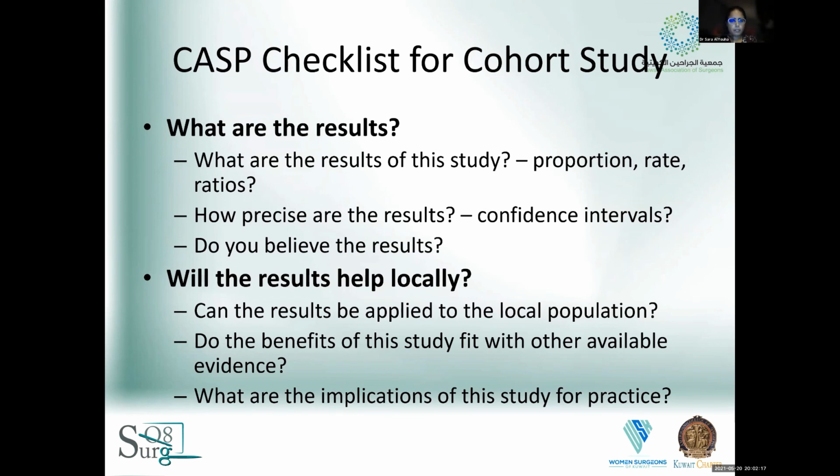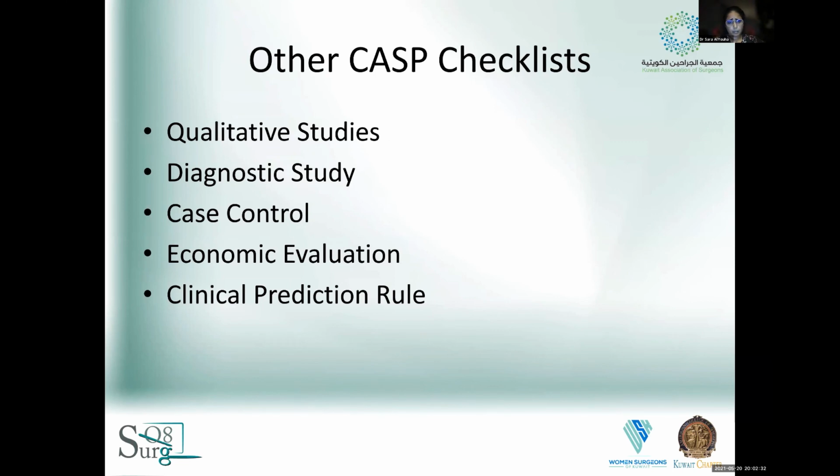Again, internal validity, external validity. Again, what's the question? What's the design? Sampling, allocation, outcomes. How did we measure the outcomes? It all goes back to the same fundamentals. Again, you can Google this at your own leisure. There are other CASP checklists for qualitative studies, diagnostic studies, case control, economic evaluation, clinical prediction rule. Like we said, there are so many research designs, but as long as you have the same fundamentals, you should just be systematic in your approach.